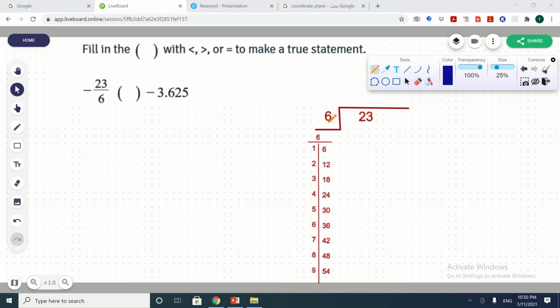23 divided by 6. 23 is between these two numbers. It means we will take the smaller number because it's closer to this one. And how many 6 in 23? We have 3. 3 multiplied by 6 gives us 18. 23 minus 18 gives us 5.